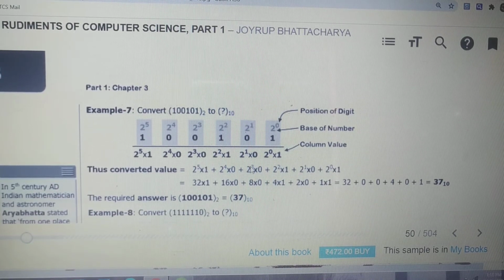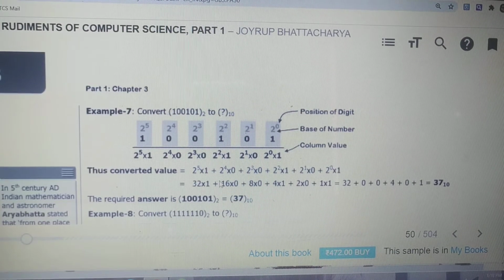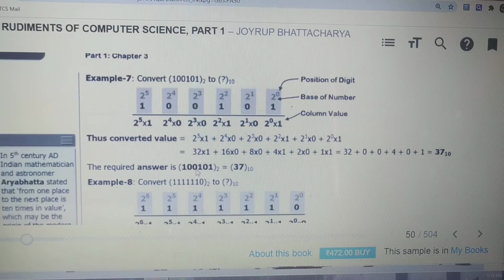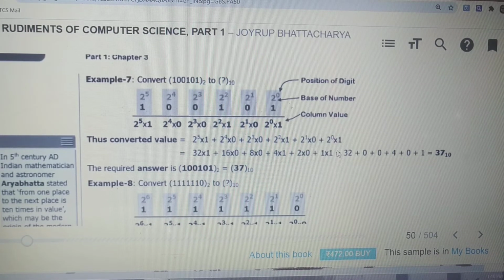0 into 2 to the power 3, which is 2 into 2 into 2 means 8, 8 into 0 is 0, plus 2 to the power 4, which is 16, 16 into 0 is 0, plus 2 to the power 5, which is 32, 32 into 1. So 32 plus 4 plus 1, if you add it up, we get 37. The answer is 37 in base 10. This is how we do binary to decimal conversion.